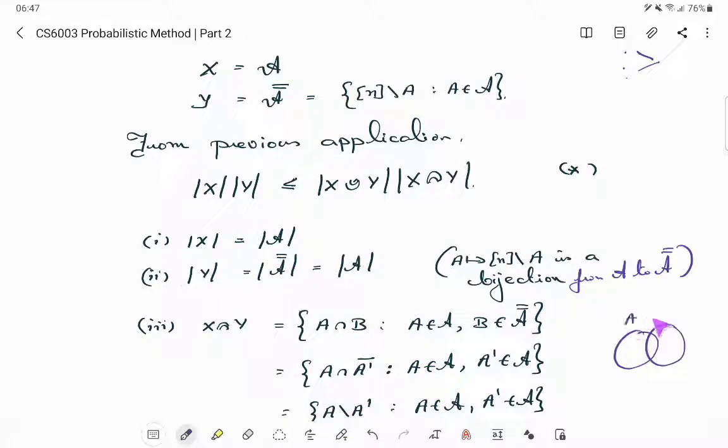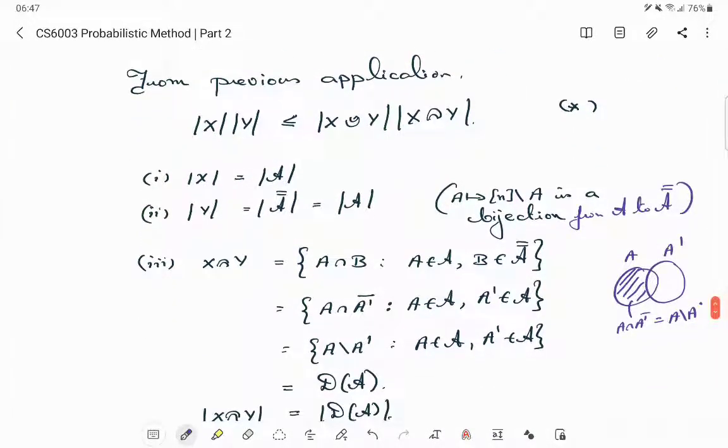Think of A and A prime. A intersection the complement of A prime. So you cannot include anything in A prime, which is this portion, which is equal to A intersection A prime complement, which is nothing but A minus A prime. So this is the definition. This fits the definition of the difference set.